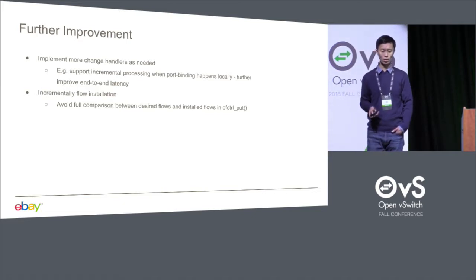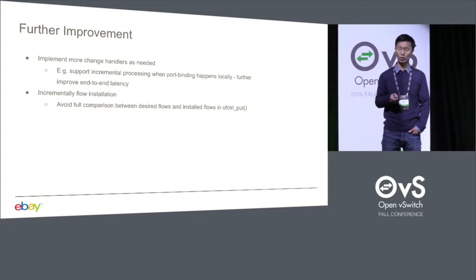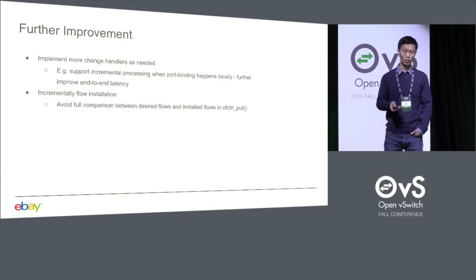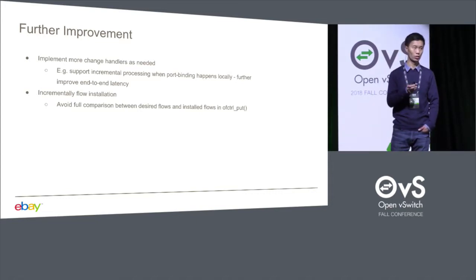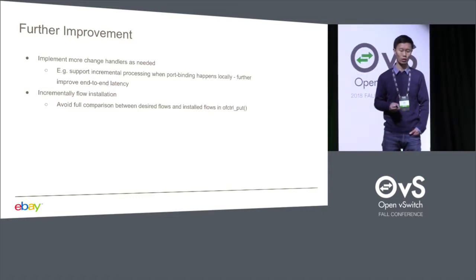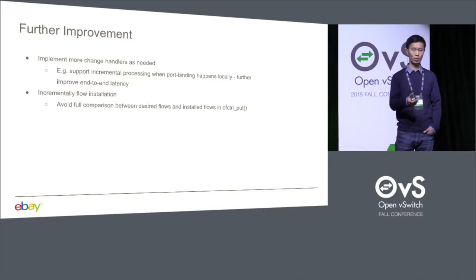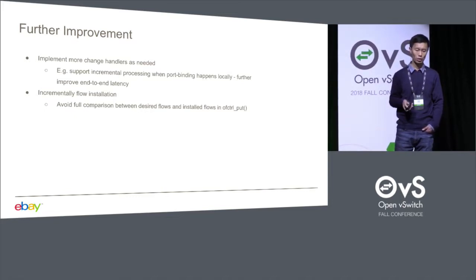Okay, so let's talk about further improvement of this approach. The first thing is that we can do more incremental processing, with more change handlers. The particular case is, like I just mentioned, when the port binding happens on the local hypervisor. We can split the runtime data node into more nodes and implement more change handlers so that it can further improve the end-to-end latency. Even if the port binding happens on the local chassis, we can make sure it's incrementally processed, so end-to-end control plane latency can be significantly improved.